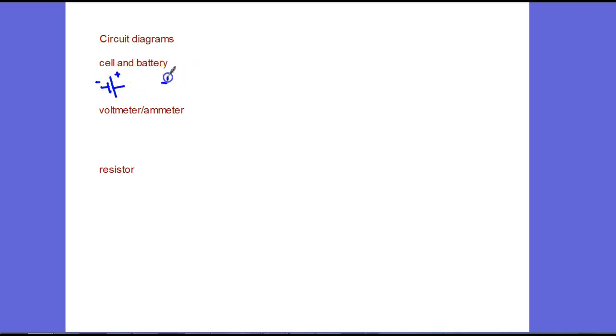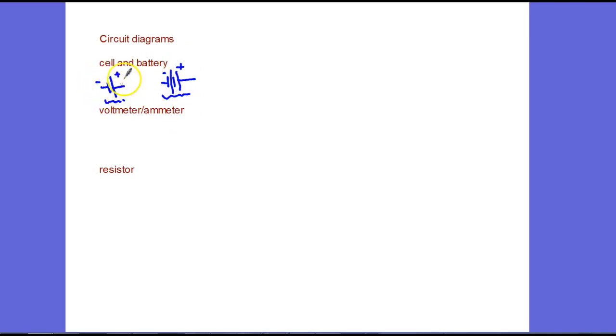Technically, a battery is several of these, two or more. So this would be a battery, and this would be a cell. And again, the long side would be positive and the short side is negative. So you'll have some questions about this on tests.